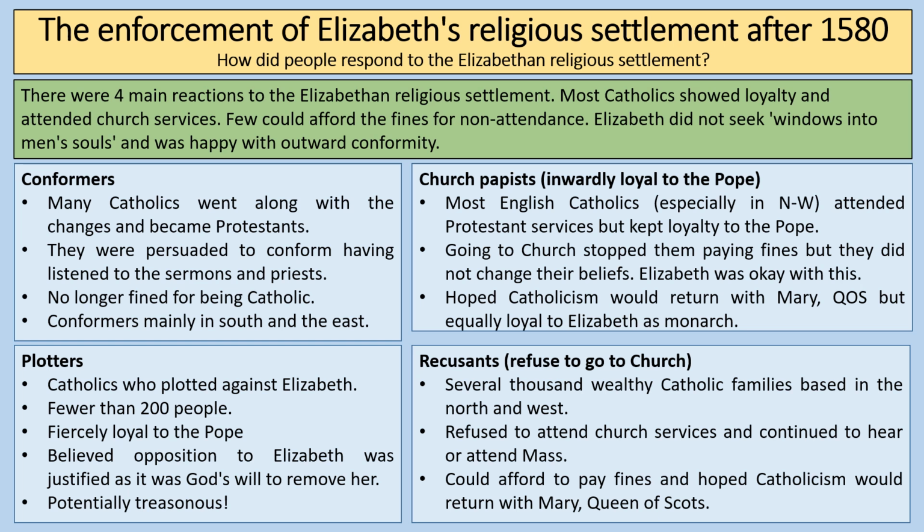Now, a very tiny minority of people, plotters, actually actively plotted against Elizabeth to bring about this religious change. And this was probably fewer than 200 people, and these people were fiercely loyal to the Pope. And they believed that opposition to Elizabeth was justified as it was God's will to remove her. So they were potentially treasonous. And this is the people that's sometimes referred to as the dangerous people in Elizabeth's rule. People responsible for things like the Throckmorton plot in 1583 and the Babington plot in 1586. So that's the main reactions to Elizabeth's religious settlement.